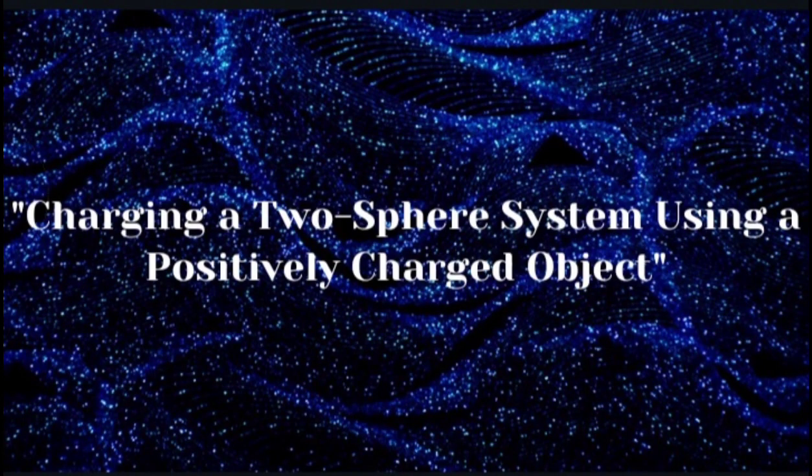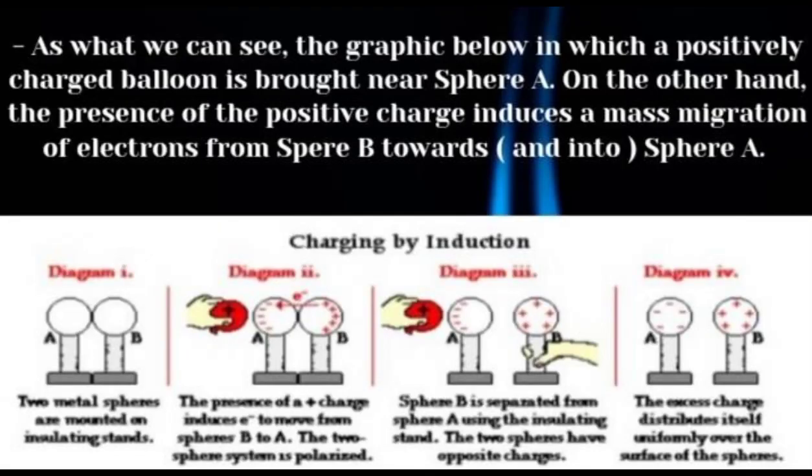So, we have here the first topic that was assigned to me, which is charging a two-sphere system using a positively charged object. Now, as we can see in the graphic below, a positively charged balloon is brought near sphere A. The presence of the positive charge induces a mass migration of electrons from sphere B towards and into sphere A.